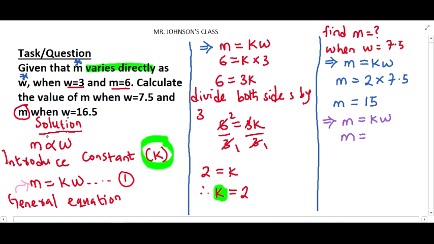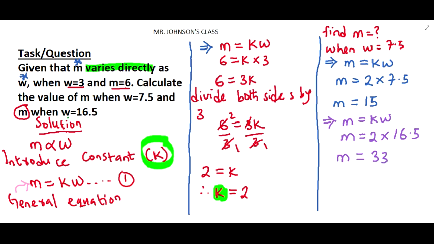I'm solving for this part, and then M, we got M as 2 multiplied by W. W in this part now is 16.5, right? 16.5. So don't be confused. Always know what they're asking to solve for and know the digit they're giving you. So 16.5, then we'll be having that M is equal to 2 times 16.5, which gives us 33. Okay, 33, and that is the value of M.